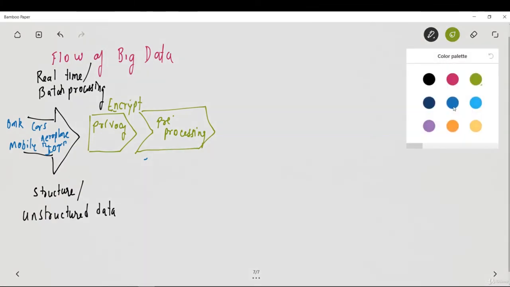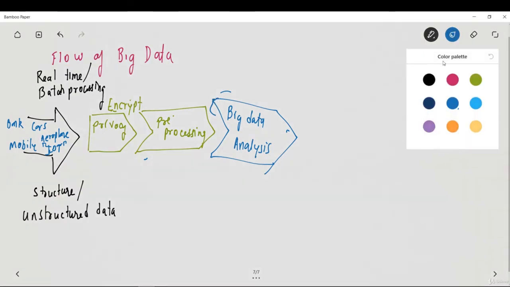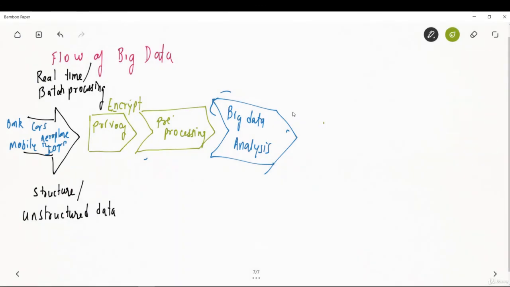Then finally comes the big data analysis. So over here we will be analyzing the big data and we'll be getting some insights from the big data. We can visualize that, we can generate the report and so on. So basically we'll be analyzing this big data over here. We'll try to find some output from the big data that is coming, some reports or something like that.